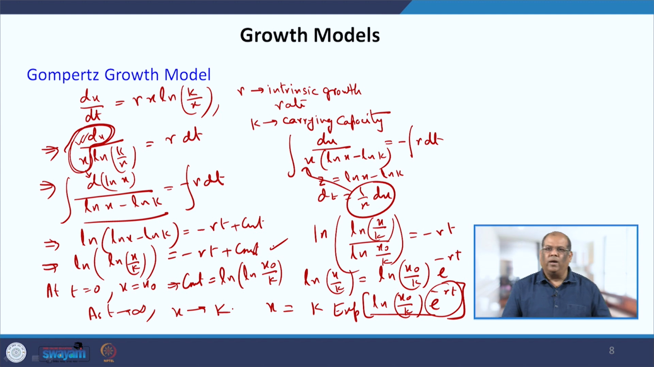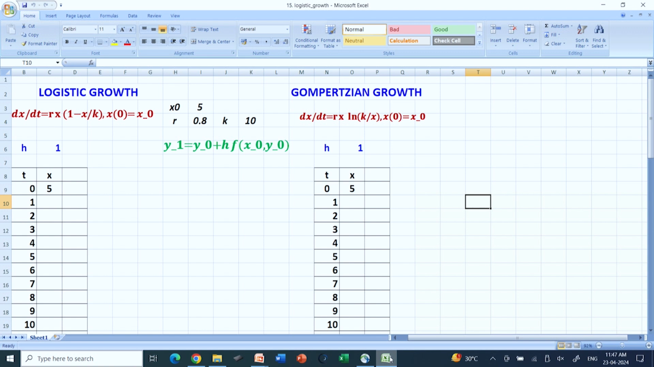So, we will be using Microsoft Excel to find the numerical solution of these two problems. As you can see, I already have the equations typed. This is the logistic growth, it is Rx(1 minus x by k). This is the Gompertzian growth, Rx log of k by x. The initial value for both of them I have taken to be 5, R is 0.8 and carrying capacity k is 10. So, I will use this formula which we have done before, that y1 is equal to y0 plus h times f of x0 y0.